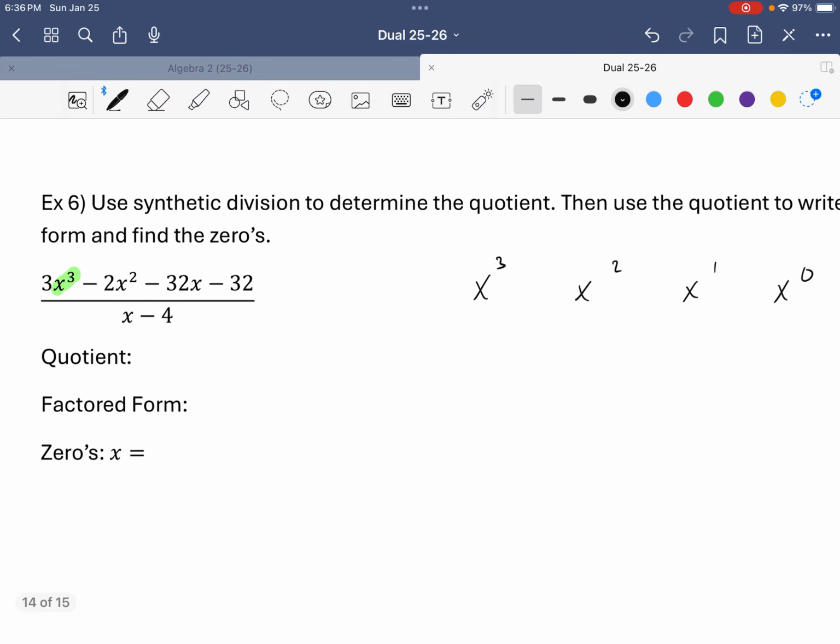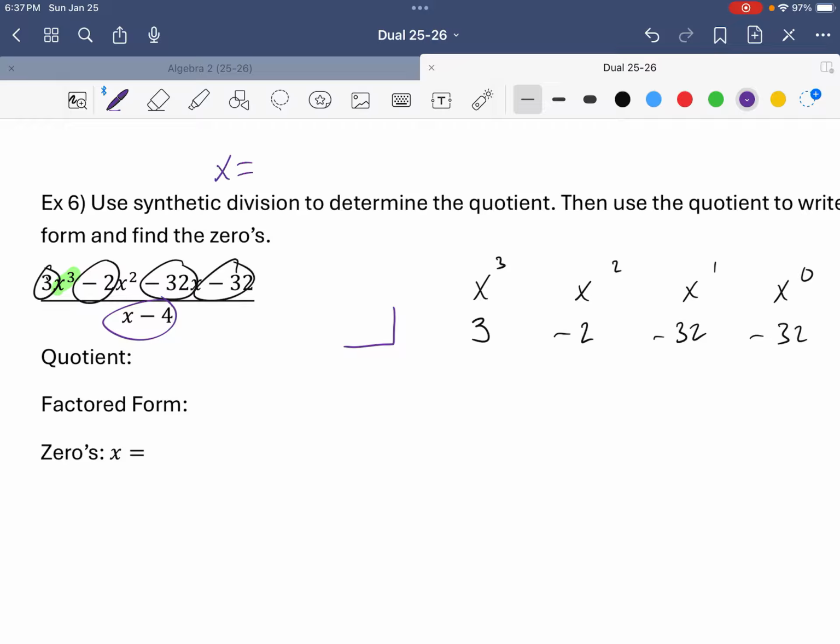The number in front of x cubed, that's a 3. In front of x squared, negative 2. In front of x, negative 32. Then in front of just with no x at all, negative 32. I'm going to divide that by x minus 4. But remember, we're not going to use x minus 4 because that's not in the proper way. You're going to change it so it can be x equals a positive 4, right? We're going to change the sign. So 4 goes right here.